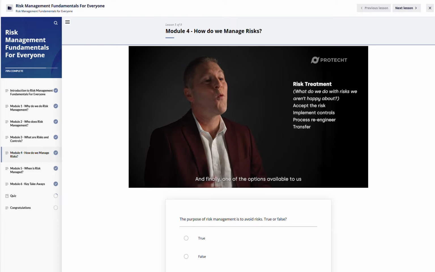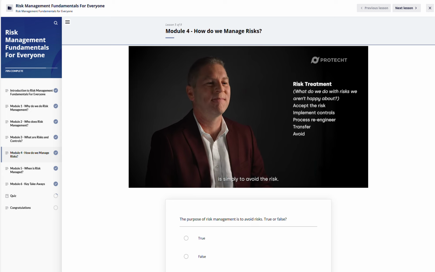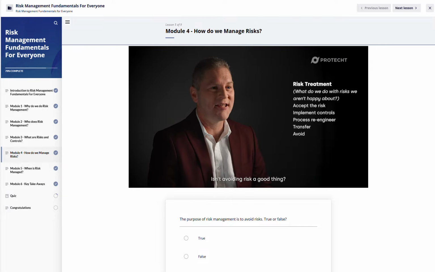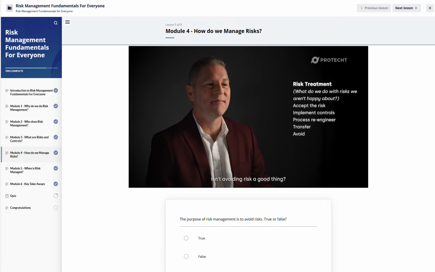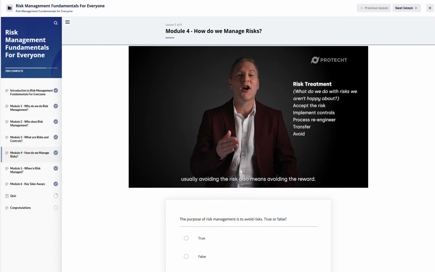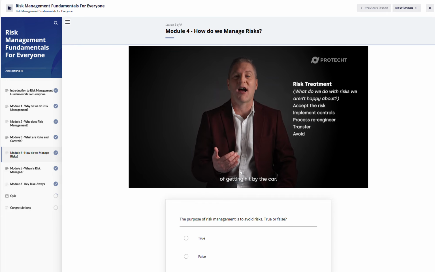And finally, one of the options available to us is simply to avoid the risk. Now, you might be thinking, isn't that where we should start? Isn't avoiding risk a good thing? And while that makes sense on the surface, usually avoiding the risk also means avoiding the reward. We can stop crossing the road altogether if there's no bridge, but then we don't cross the road because we might be too afraid of getting hit by the car.